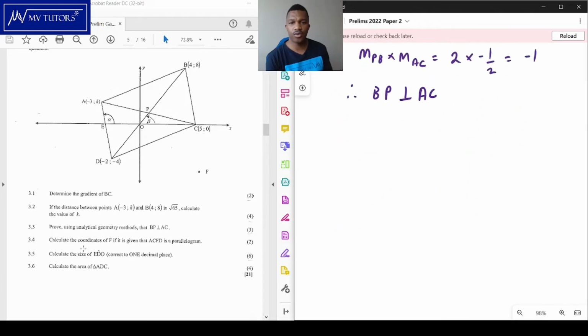Let's check the next one, which is 3.3. Prove using analytical. Oh no, that's what we just did. So I guess we're moving to 3.4. Calculate the coordinates of F if it is given that ACF is a parallelogram.